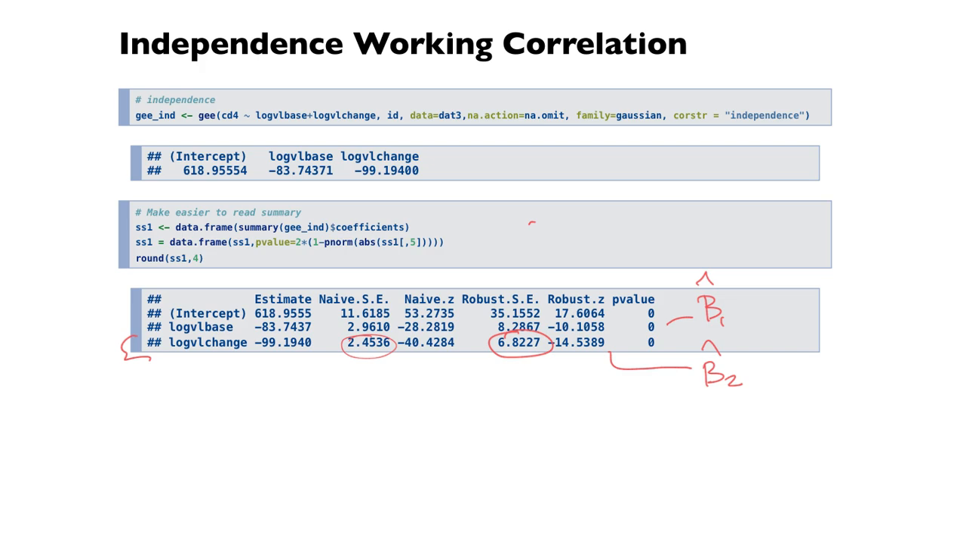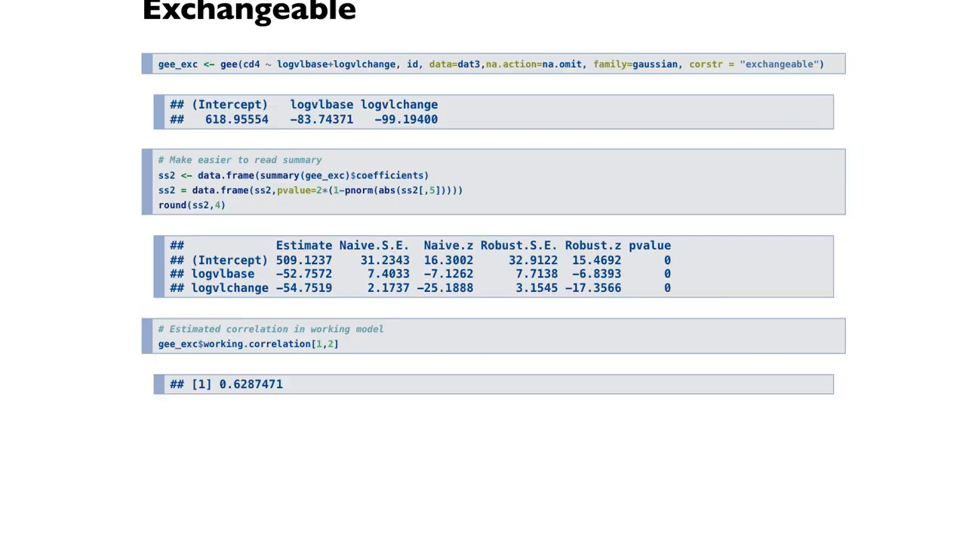Let's just do it with exchangeable and look at how those things change. Here's our estimate. Now everything's the same except I'm using exchangeable, and you can see it's about half the magnitude of the original one. The original was 100, a 100 decrease in the mean for a log 10 unit change in viral load. This one is half that, just 50.